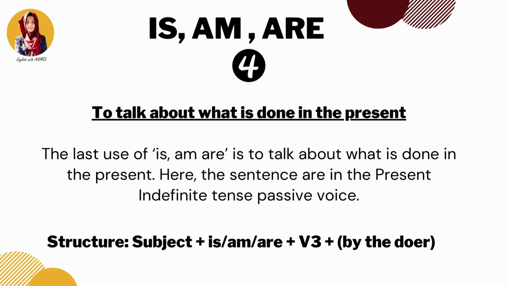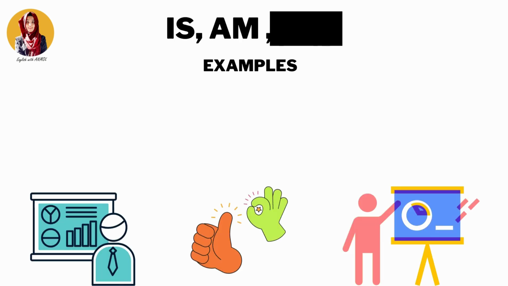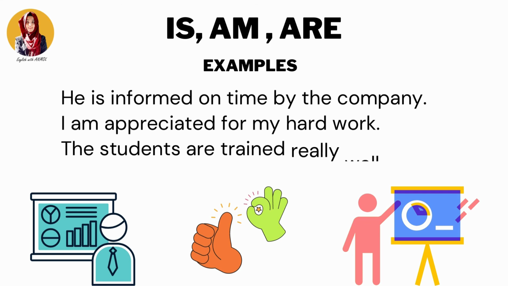Here's the structure: subject plus is, am or are plus third form of the verb plus by the doer. Here are the examples. He is informed on time by the company. I am appreciated for my hard work. The students are trained really well.